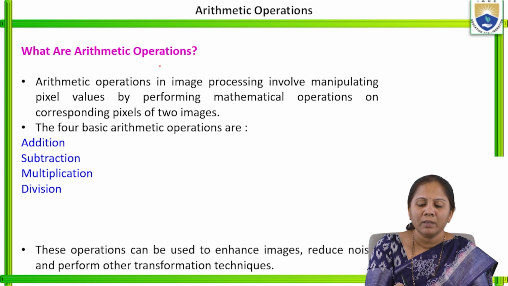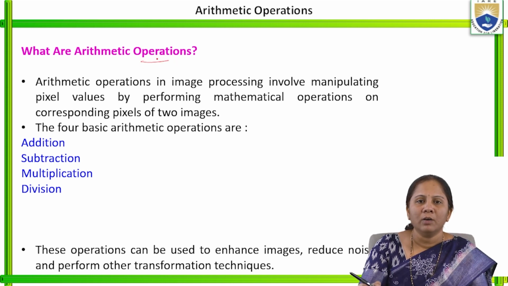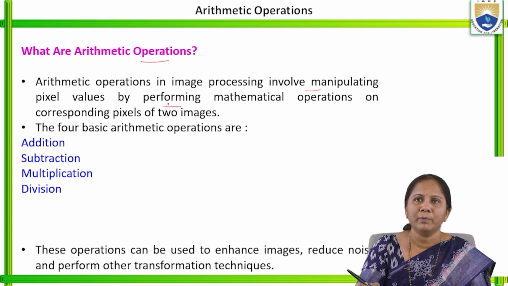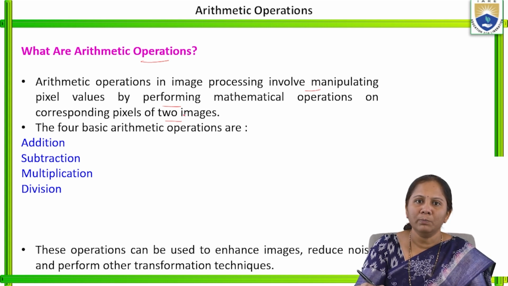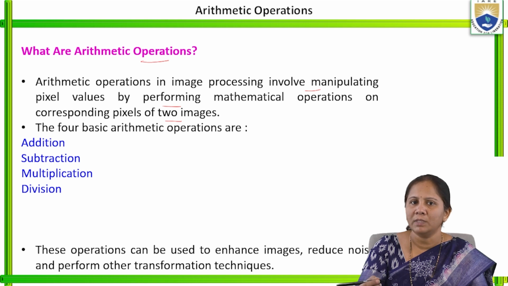Here we will see arithmetic operations first. So what are arithmetic operations? Arithmetic operations in image processing involve manipulating pixel values by performing mathematical operations on corresponding pixels of two images. In order to perform addition or subtraction or multiplication or division, whatever the arithmetic operation is, two images are compulsorily required. We have to perform the arithmetic operation between the two images.